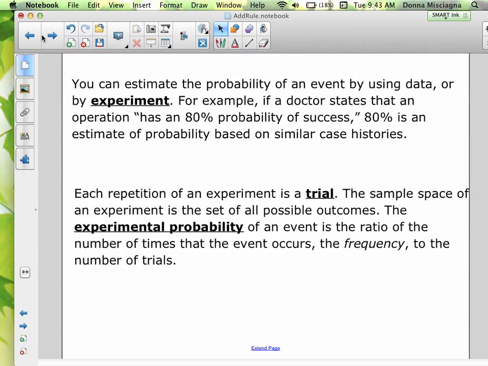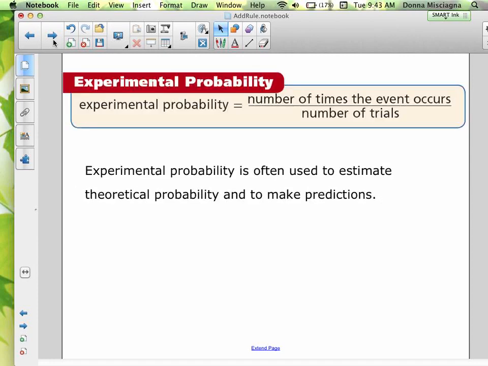Each repetition of an experiment is a trial that goes in the next blank. The sample space of an experiment is the set of all possible outcomes. The experimental probability of an event is the ratio of the number of times that the event occurs, the frequency, to the number of trials. So we take how many times it occurs over the number of trials. So this one's in your notes. Experimental probability is the number of times the event occurs versus the number of trials, the number of times you did something. Experimental probability is often used to estimate theoretical probability and to make predictions.